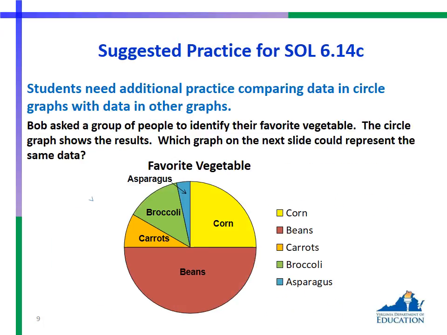So Bob asked a group of people to identify their favorite vegetable. The circle graph shows the results. Which graph on the next slide could represent the same data here? And so here you have beans wins out as their favorite vegetable. And then you have corn is second. So corn's the second biggest. So we got beans, corn, and then broccoli is third. Carrots is fourth. And our friend the asparagus is last. At least a couple people like asparagus.